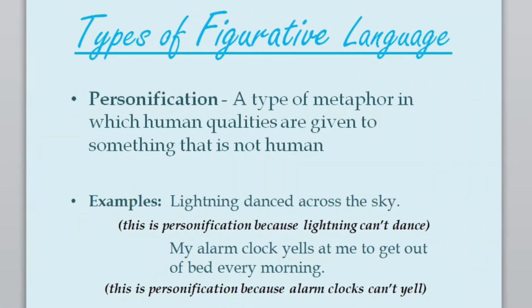One other type of figurative language that we're going to talk about is personification, and that's a type of metaphor in which human qualities are given to something that is not human. Examples of this would be lightning danced across the sky. Well, this is personification because lightning can't physically dance. Another example would be my alarm clock yells at me to get out of bed every morning. And this one is personification because obviously alarm clocks can't yell.